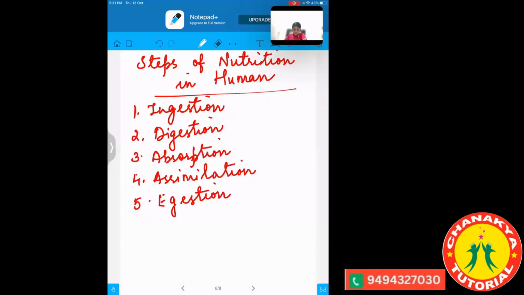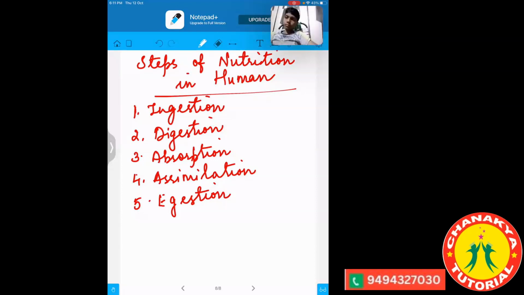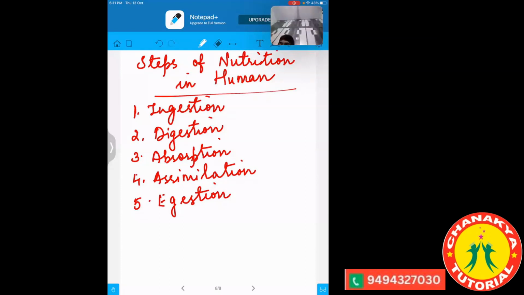Okay. Varshit, tell me about digestion. Ma'am, breaking the complex particles of food into simple form. Very good. Breaking down the complex particles into simple particles. But what kind of simple particles will you be breaking into? Soluble or insoluble? Ma'am, insoluble. They will be breaking the insoluble into soluble particles. Yes. So insoluble particles will be broken into soluble particles.